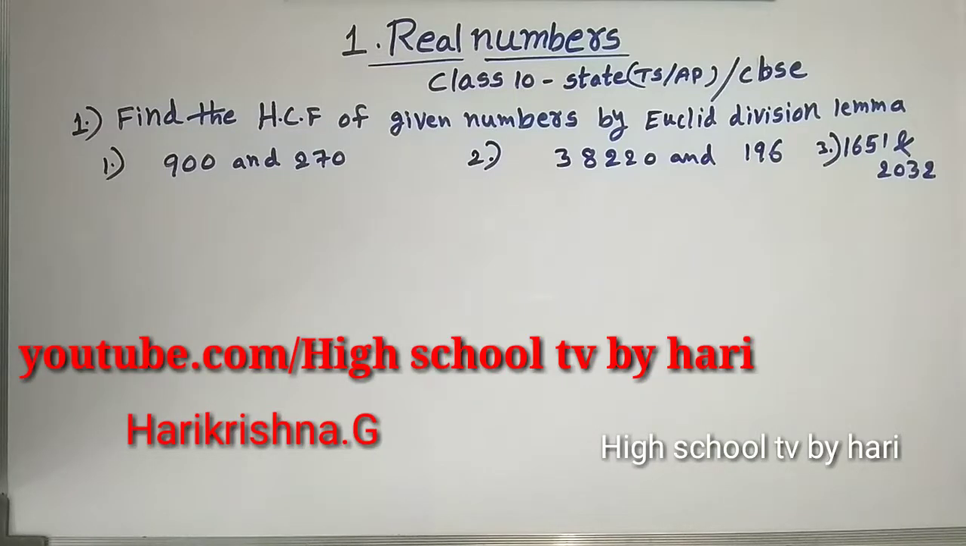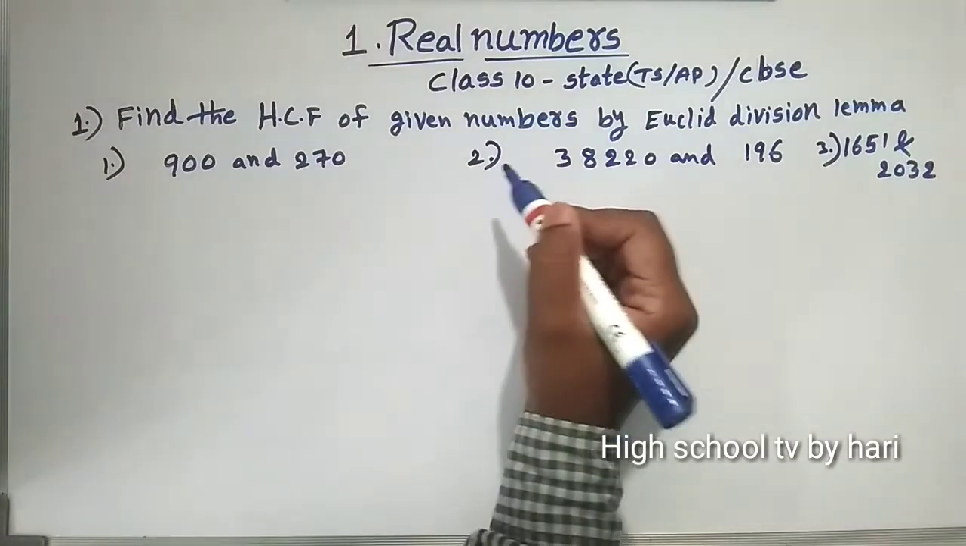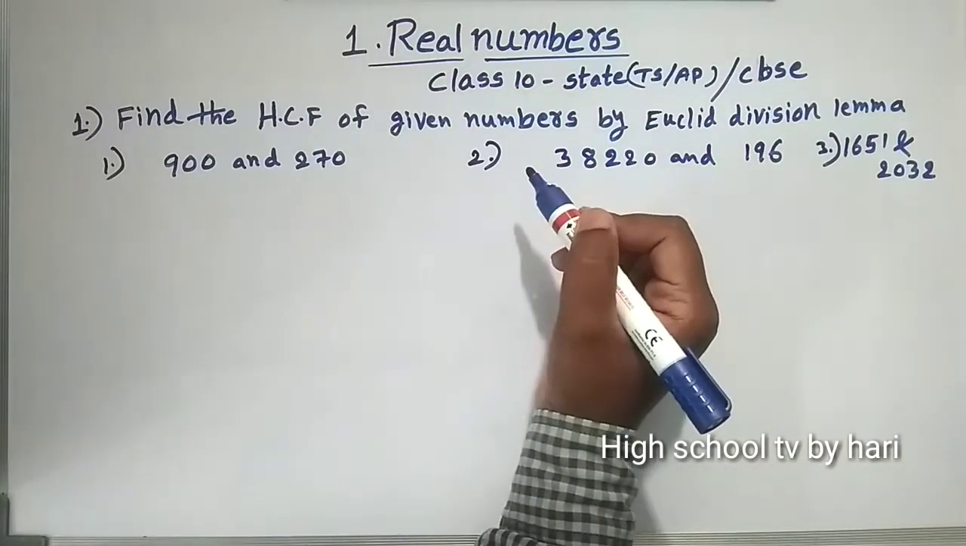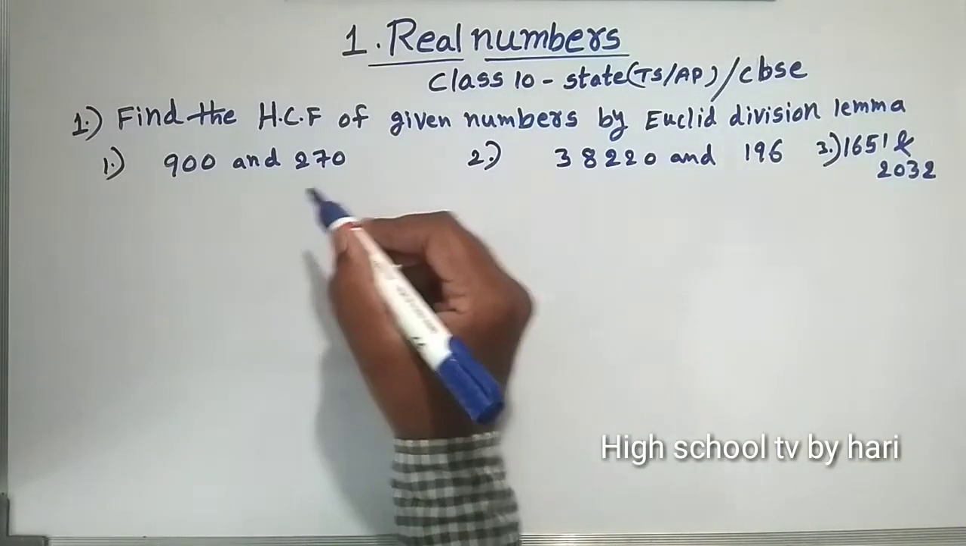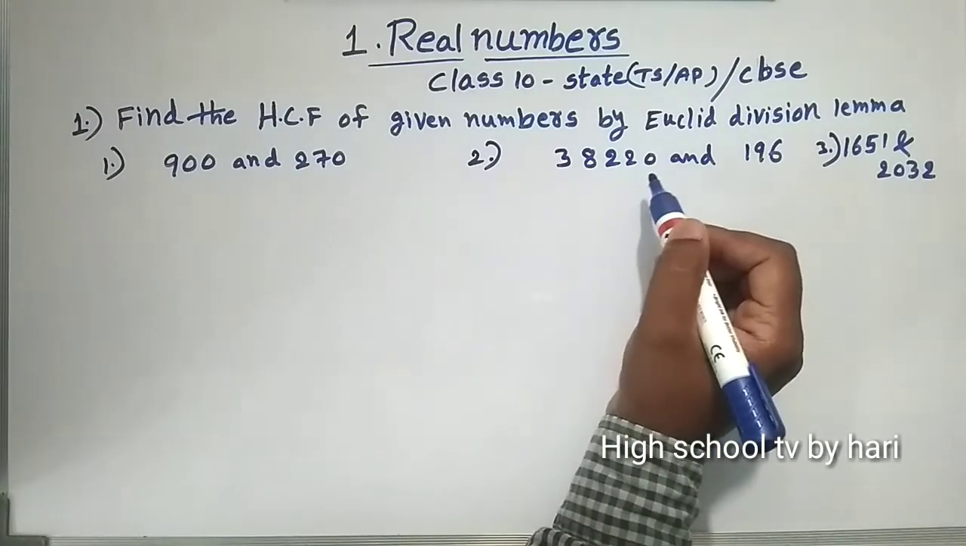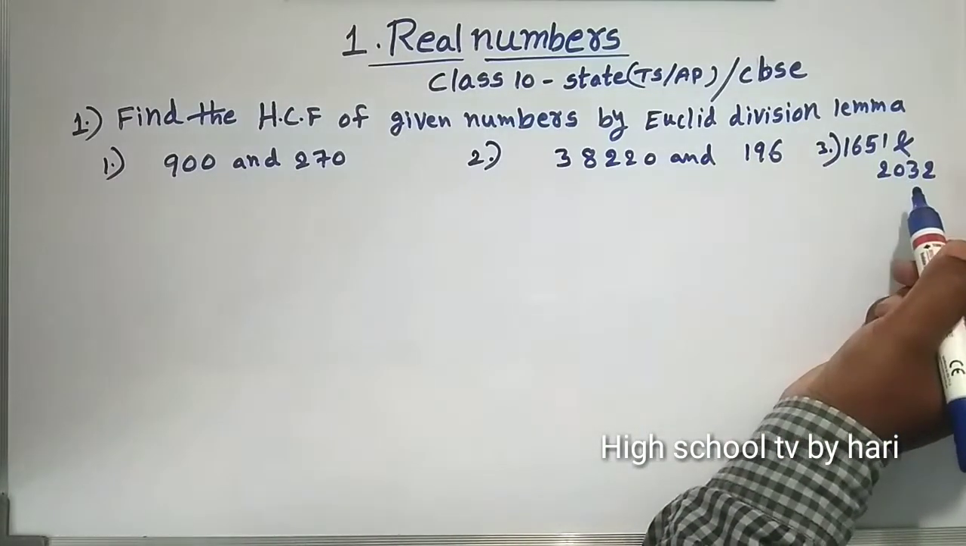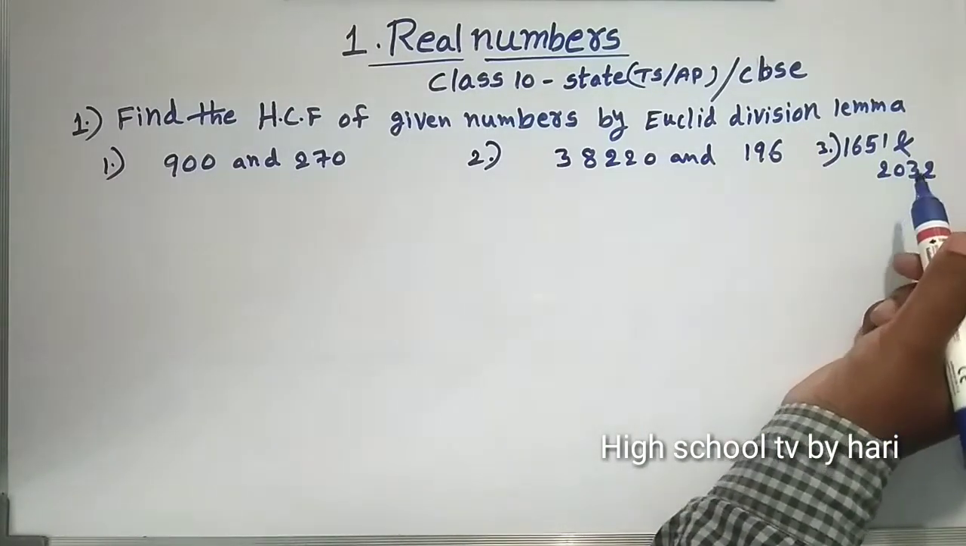Today's topic is find the HCF of given numbers by Euclid's division lemma. It is a real numbers topic, chapter 1, 10th class. Here are the questions. Find the HCF of given numbers by Euclid's division lemma: 900 and 270. Second question, 38,220 and 196. And the third question is 1651 and 2032.